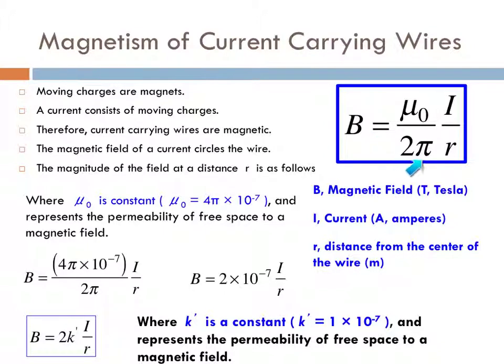Now, because mu naught, 2, and pi are all constants, it's also easier to simplify all of those constants to just 1, which is 2 times 10 to the negative 7. You may also find k prime in your constant sheet. k prime is 1 times 10 to the negative 7, and this is the permeability of free space for a magnetic field. Okay, very similar to k in electric fields. So 2 times that value can also replace 2 times 10 to the negative 7.